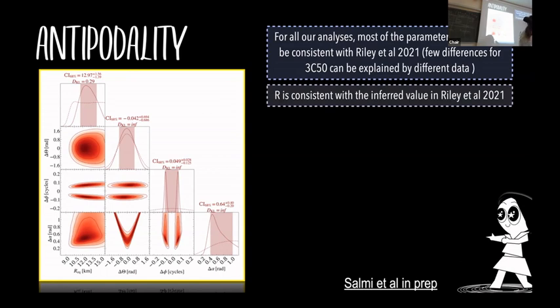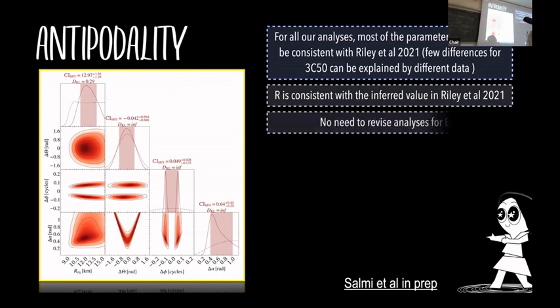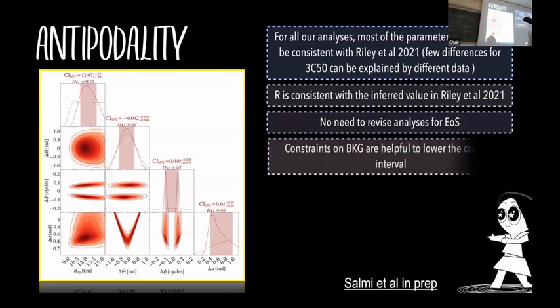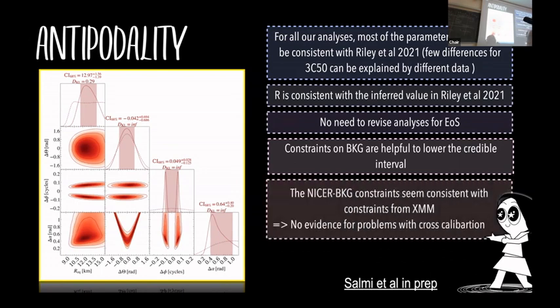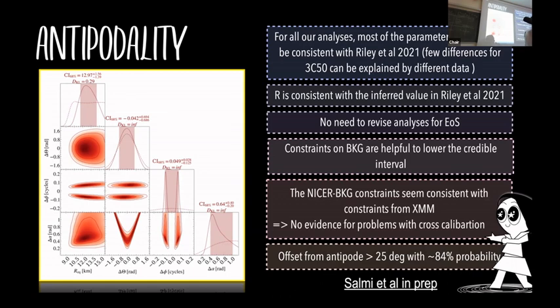And so the summary for this source is that we find almost all results consistent with what was in Riley et al., except for a few parameters that are explained by the different data. It's not needed to revise the analysis for the equation of state, and we see that the background is actually helpful also for reducing the credible interval. Again, no cross-calibration problem with XMM, but there's no evidence for that, and this clear antipodal constraint.